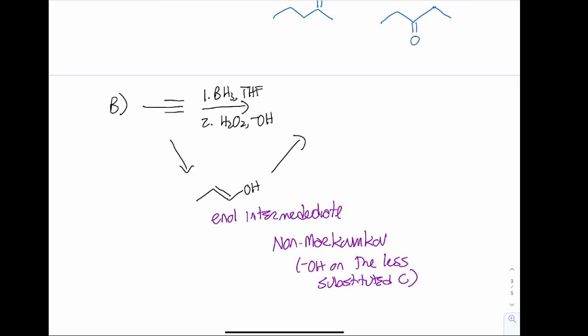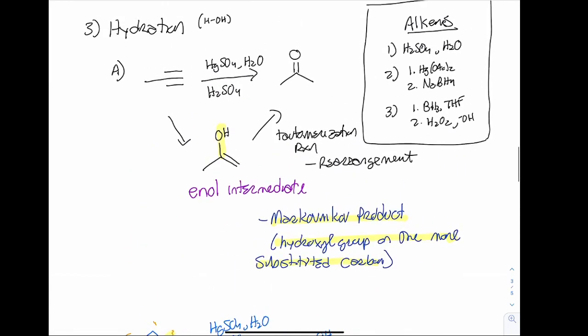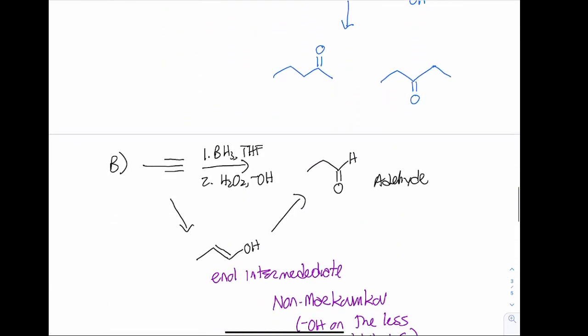The carbon that has the hydroxyl group does become my carbonyl carbon. It's just that in this case, it's on the end. So I end up with an aldehyde functional group. Up here I didn't write it down, but we end up with a ketone. So ketone functional group. This one we end up with an aldehyde functional group. And that's if it's a terminal alkyne, right?